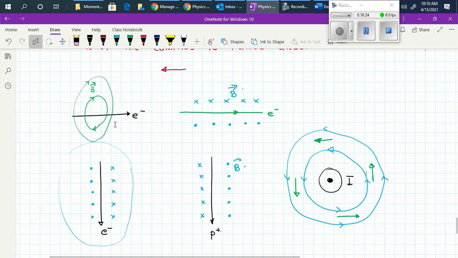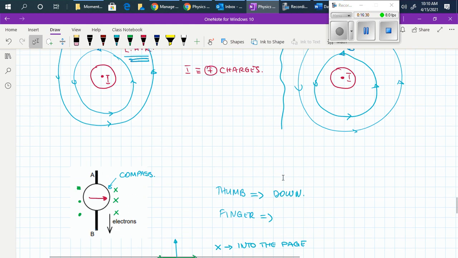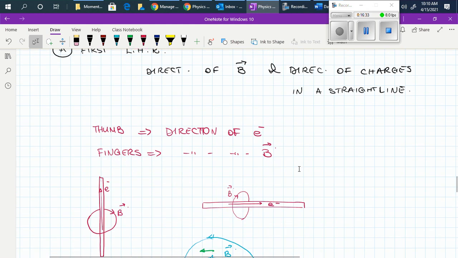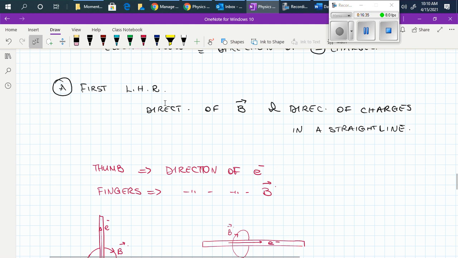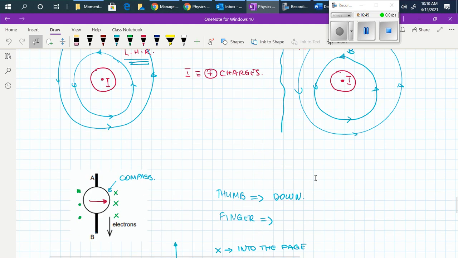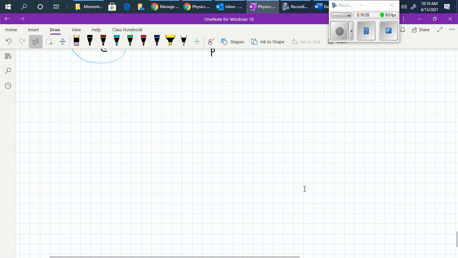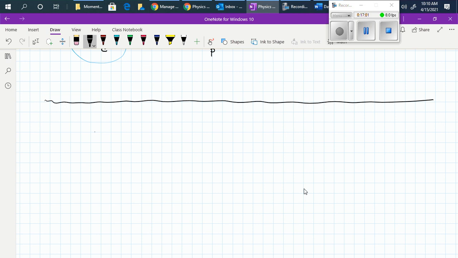So just keep in mind that what we are dealing with here is the charge moving in a straight line, and this is the first left-hand rule. So you have to know the relationship between the direction of the charge and the direction of the magnetic field that the charge is creating. Now, if you know that the charge is moving in a straight line, you don't know the field. So this is what it is.